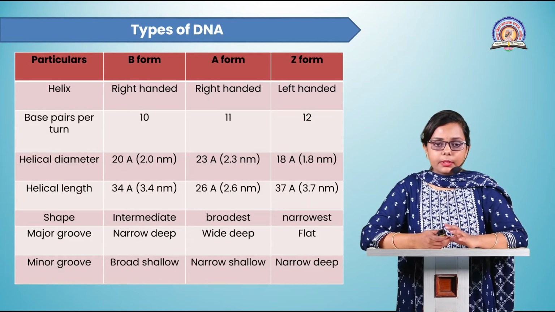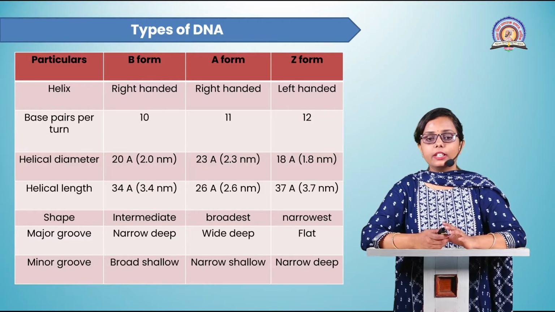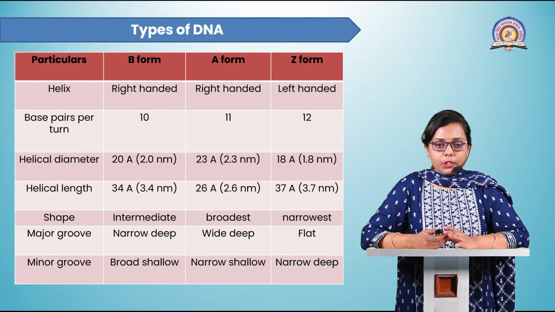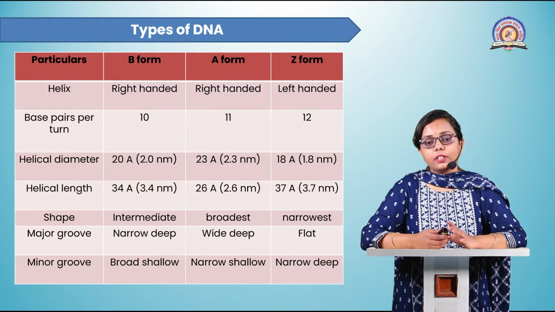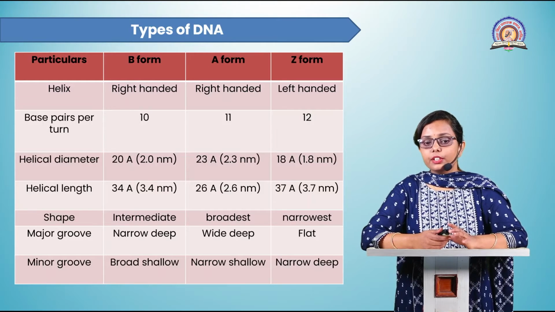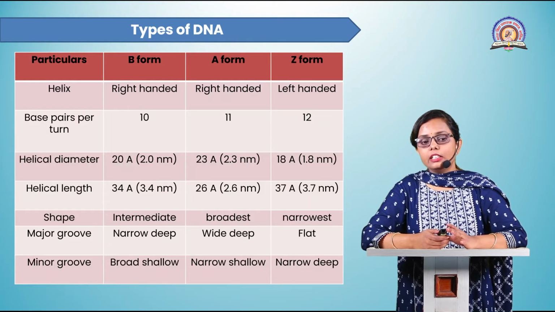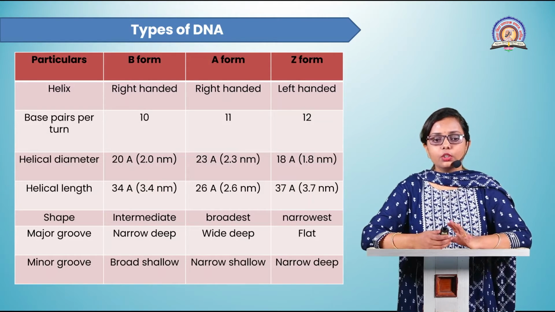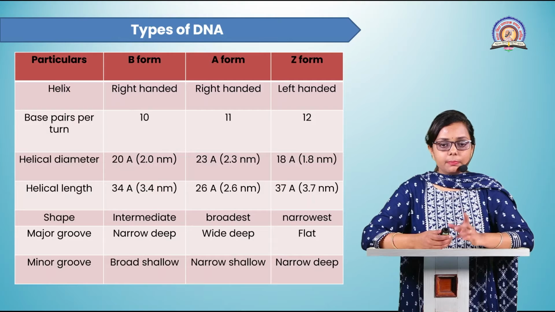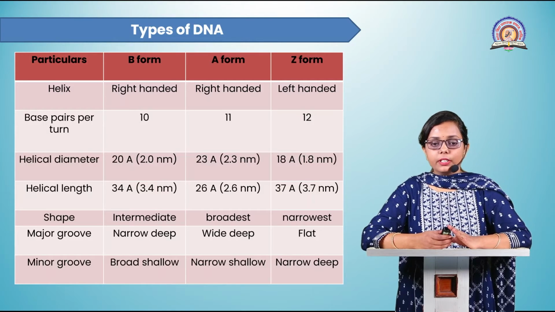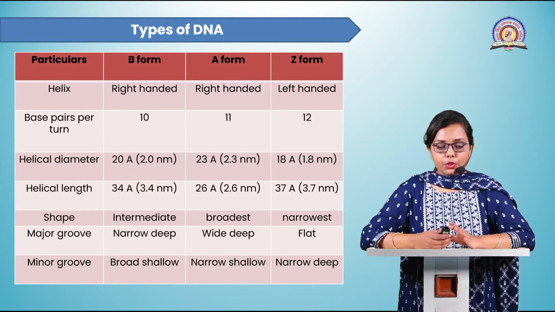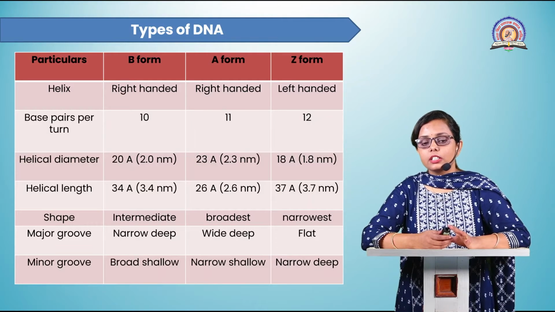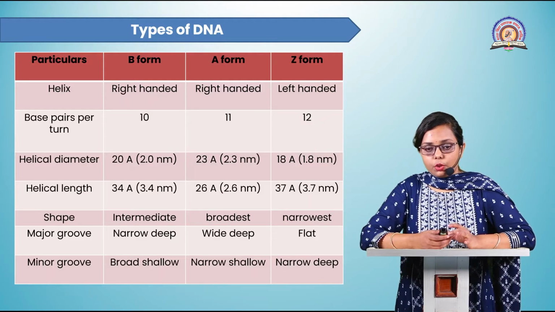The helical diameter of the B form is 20 angstrom, that means 2 nanometer. In the A form, it is 23 angstrom, and in the Z form, it is 18 angstrom. Now the helical length. The helical length of the DNA is 34 angstrom in the B form. In the A form, it is 26 angstrom, and in the Z form, it is 37 angstrom.